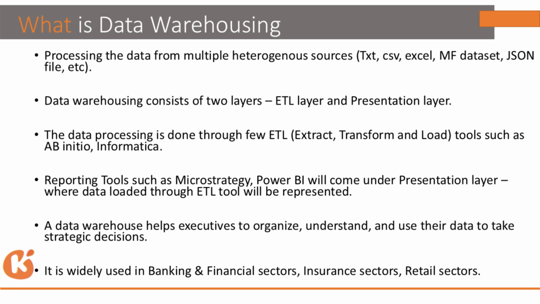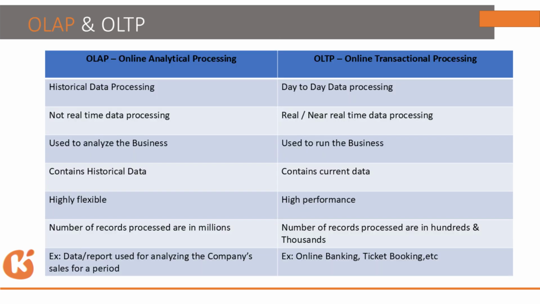Next, in data warehousing, we have two types of processing: OLAP and OLTP. OLAP is online analytical processing, and OLTP is online transactional processing. OLAP is historical data processing, but OLTP is current day-to-day processing. OLAP is not real-time data, but OLTP is real-time. It will have the current data. Processing the current values is called OLTP.